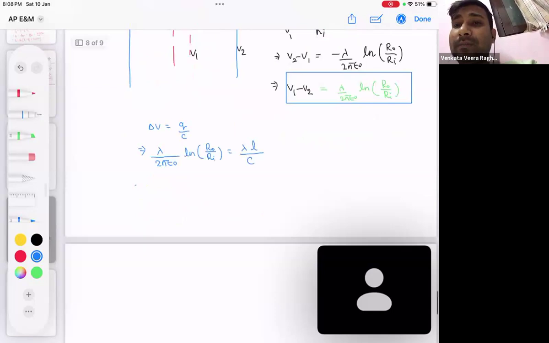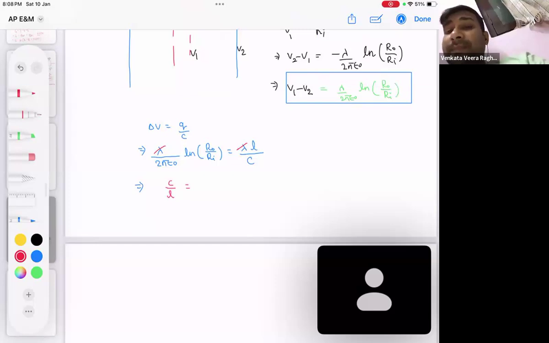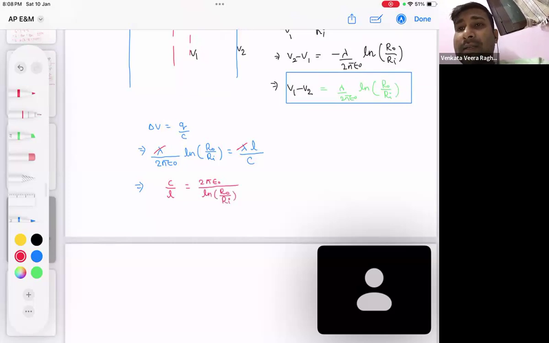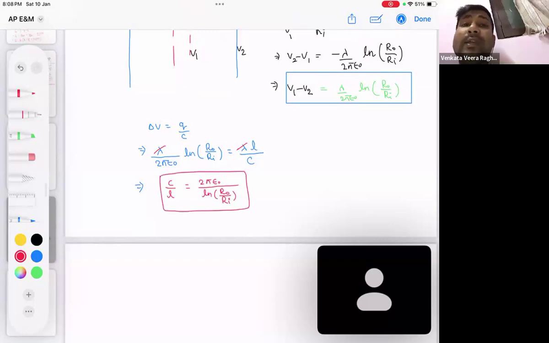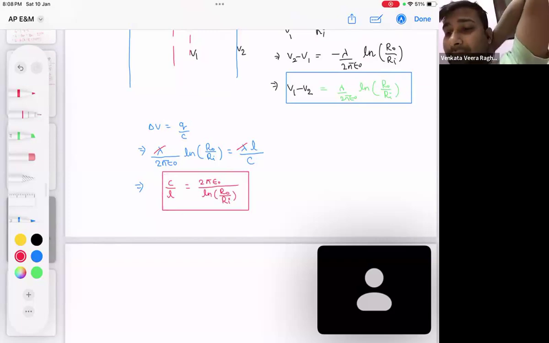So if you simplify it, what will get cancelled? Lambda will get cancelled out, isn't it? So the capacitance per unit length of a cylindrical capacitor, how much is that? That is 2 pi epsilon naught divided by ln of outer radius by inner radius. This is called the capacitance per unit length of a cylindrical capacitor. Clear? So the capacitance per unit length of a cylindrical capacitor is what? 2 pi epsilon naught by ln of r outer by r inner, or outer radius by inner radius. Clear?